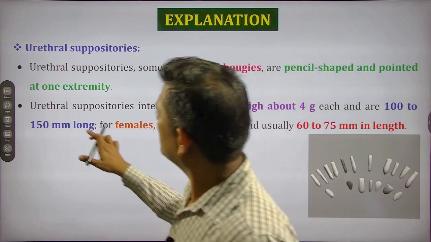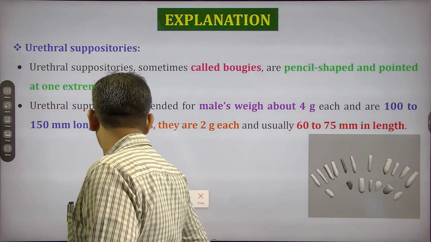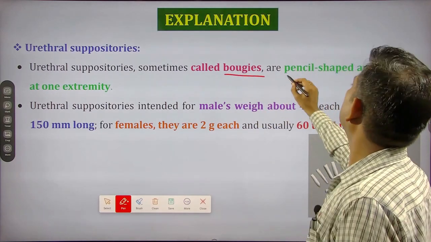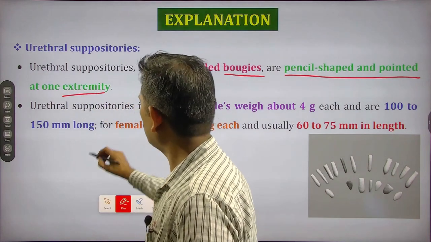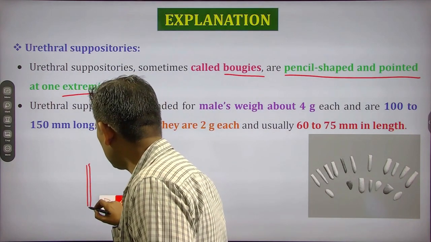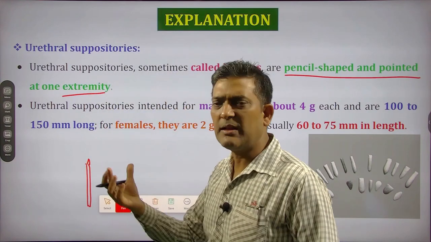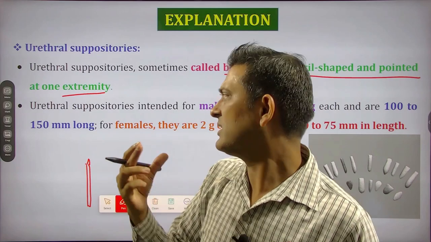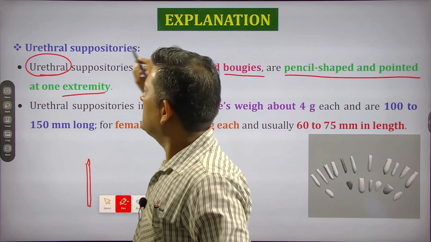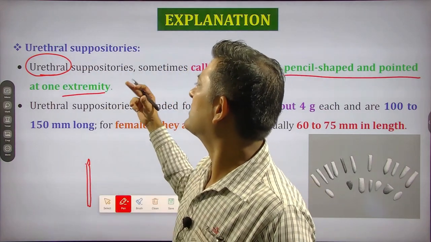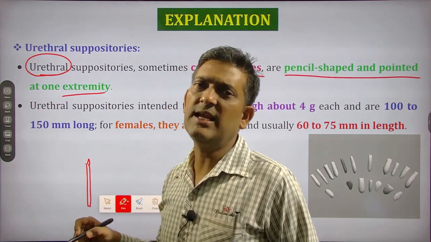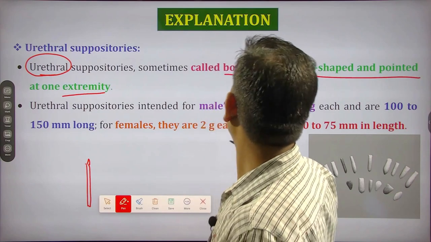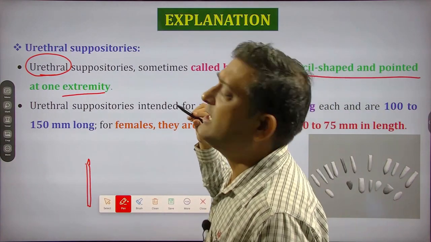A little discussion about it again. Urethral suppositories are sometimes called bougies. These are pencil shaped and pointed at one extremity, very fine like a pencil and pointed at one end, so that it can be easily inserted by pushing into the urethra for local or systemic action. Some diseases, defects or issues might be there in the urethral route, and they have to be overcome by this special kind of preparation, the urethral bougies.